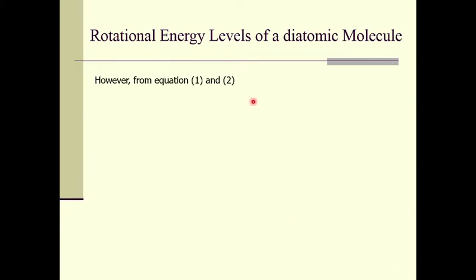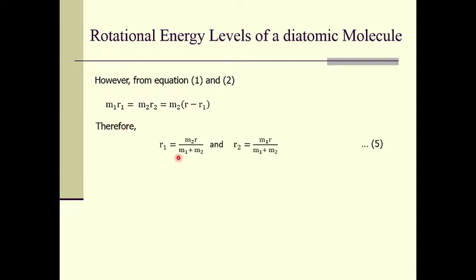From equations 1 and 2, what we have is m1 r1 is equal to m2 r2, right. But r1 plus r2 is equal to R, and therefore we can write m1 r1 is equal to m2 into R minus r1. So we can write r2 is equal to R minus r1, and therefore r1 is equal to m2 R upon m1 plus m2, and r2 is equal to m1 R upon m1 plus m2. Let us call it equation number 5.